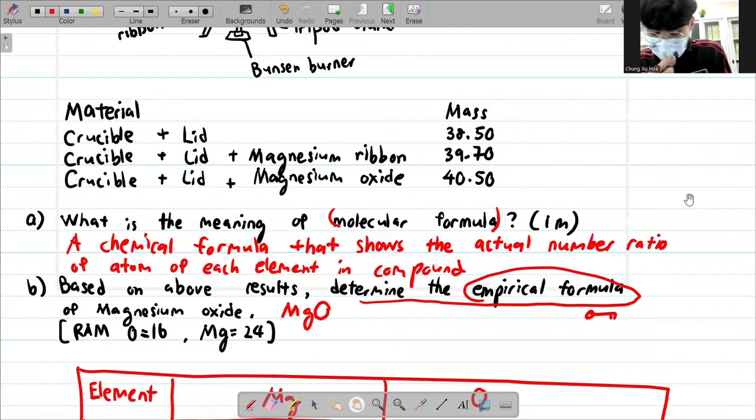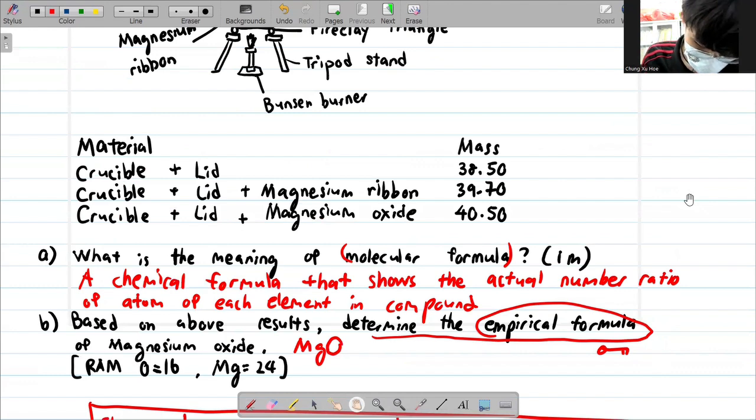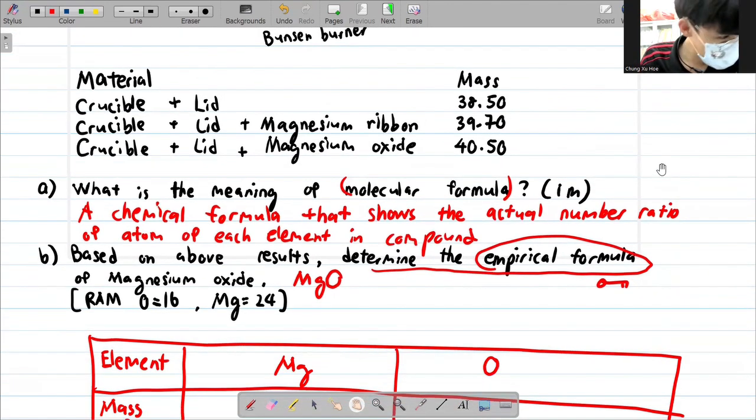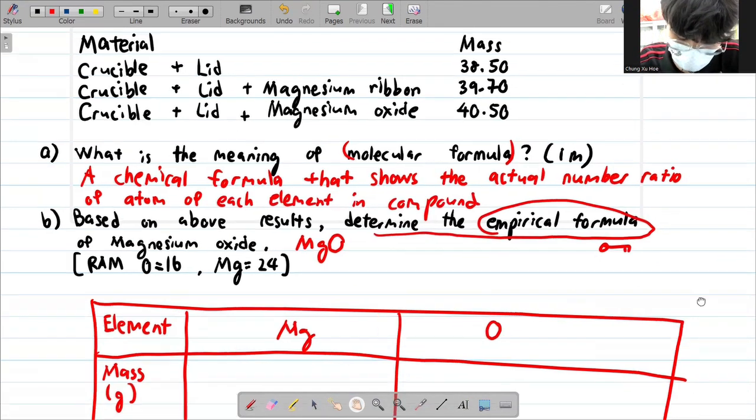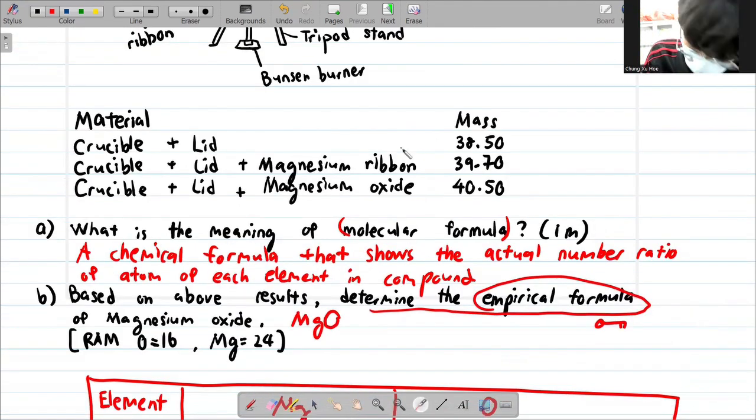Given the mass, okay, so I know that crucible and lid together itself is 38.50. Crucible, lid, and magnesium is 39.70. That means in this case I'm finding magnesium itself, the magnesium ribbon itself. Agree or not, guys? To find the magnesium itself, you need to take away your crucible and lid. That means basically you take 39.70 minus off your 38.50.